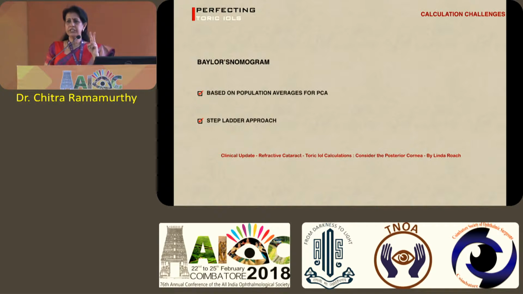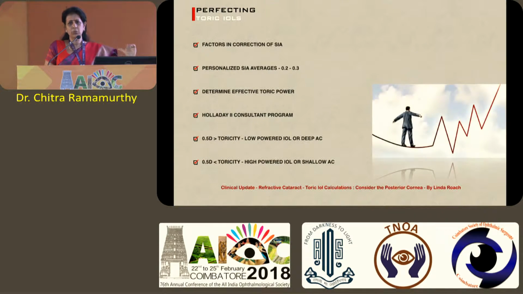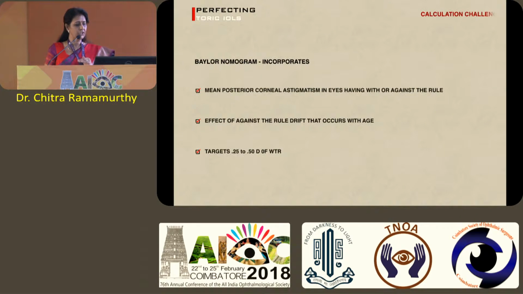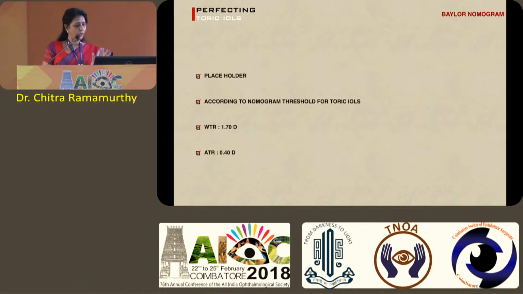So there were two major breakthroughs, the Baylor nomogram and the Barrett calculator, which definitely refined our understanding of the toric IOL. Very briefly on the Baylor nomogram, he comes out with some personalized averages and how to go about calculations. But what you understand from that is he tells us to leave the eye with a little with-the-rule astigmatism so that it could compensate for the against-the-rule drift which is going to come in with age. He also tells us to keep in mind that the posterior cornea is going to have its impact, and the little bit of surgically induced astigmatism its impact.